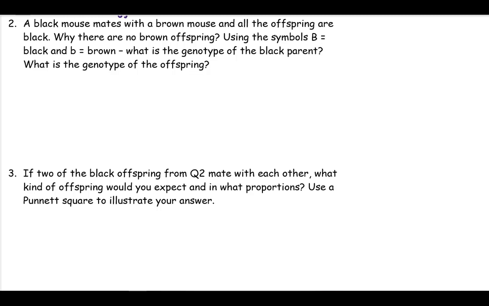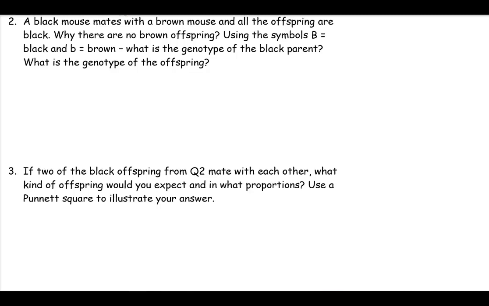The next example is a black mouse mating with a brown mouse and all the offspring are black. Why are there no brown offspring? So use the symbols big B equals black and little b equals brown. What's the genotype of the black parent? Now, in this example, we're saying that when you take a black and a brown mouse, all the offspring are black. So therefore, black is dominant, which is why it's the big B.